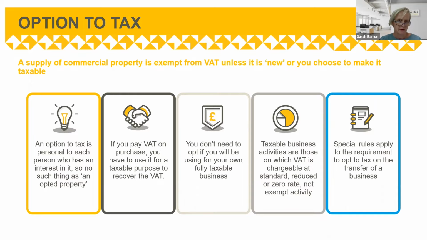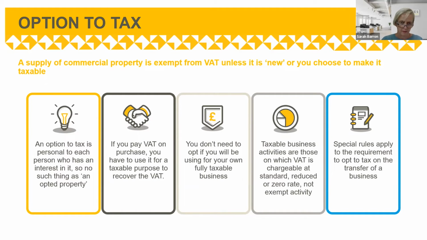So when we've chosen to opt to tax a building, that option to tax is personal to you. It doesn't bind anybody else. The wording in the legislation is that you opt to tax your interest in the property. So if you have a legal interest in that property, you can opt to make it taxable for those purposes. And it's a common misconception that once a building is opted, it's always opted all the way down the supply chain. That's not the case. Each person can choose whether or not they opt to tax that building.